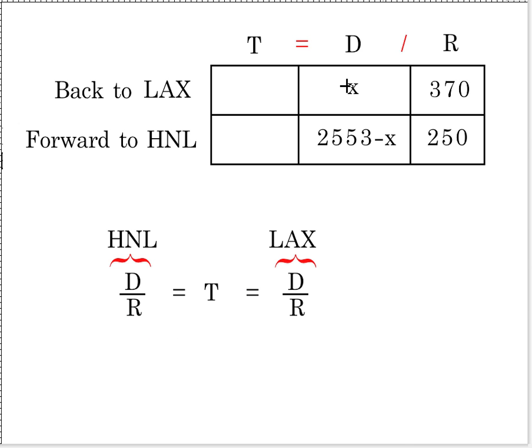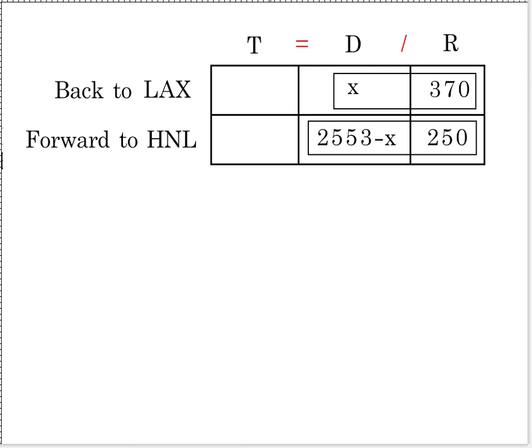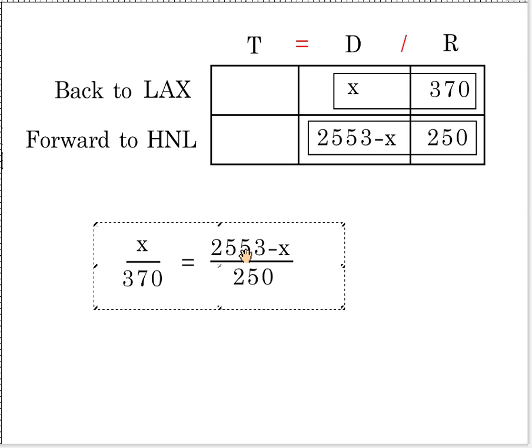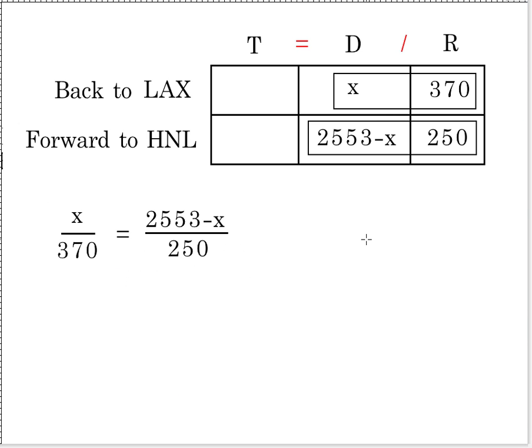In other words, this x divided by 370 is the same as 2,553 minus x divided by 250. And we're ready to transition into a mathematical sentence, which looks like this. And the problem is all but done now. This is a simple solve for x, isolate x on one side or the other.